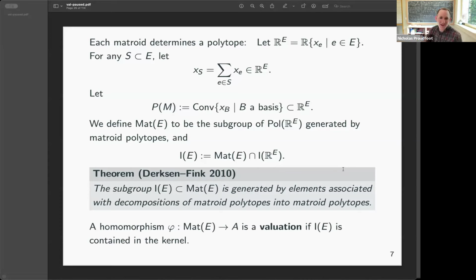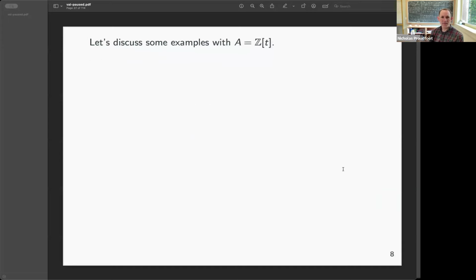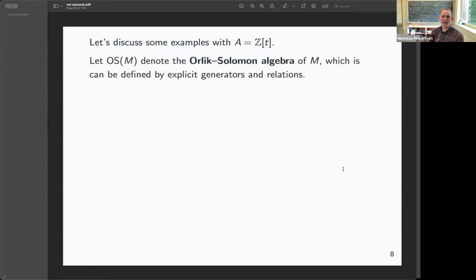Okay, now again, a homomorphism from Mat E to A is a valuation if I of E is contained in the kernel. So just to be clear, if I have a valuation on all polytopes, then it restricts to a valuation on all matroids. But maybe I have a valuation on matroids that doesn't naturally extend to all polytopes. I want to discuss a few examples of valuations on matroids where the abelian group is polynomials in one variable.